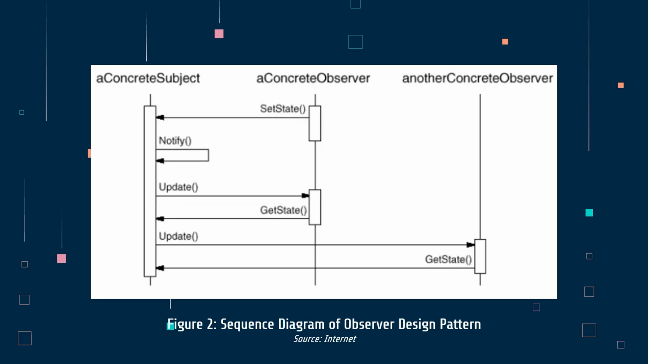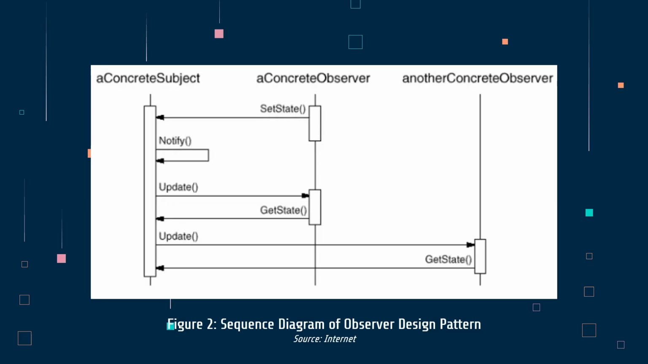Thirdly, observers update, namely update. Each observer retrieves the updated state using getState. Last but not least are the multiple observers. Another observer also updates its state in a similar manner.